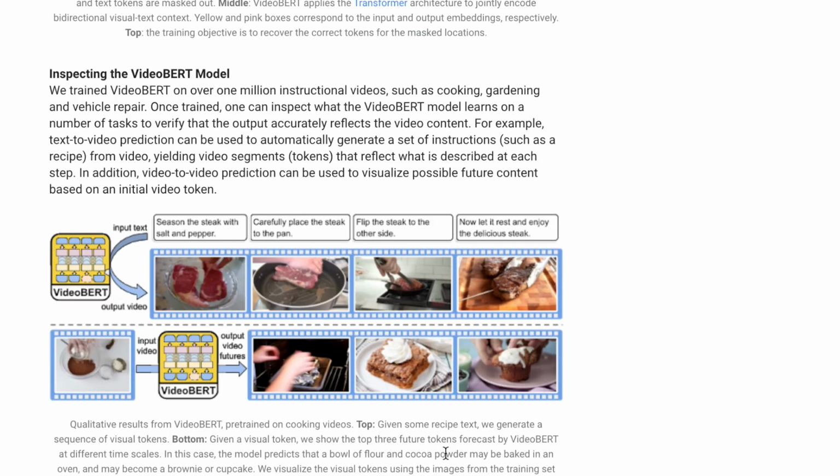So overall, they show how you can test their model. You can give it some input text like season the steak with salt and pepper and watch the model output the frames that correspond with this language instruction, and then also you see the temporal coherence as the language sequence progresses from season the steak with salt and pepper to carefully place the steak to the pan, and you see how the model is learning the visual representations that correspond with these language tokens.